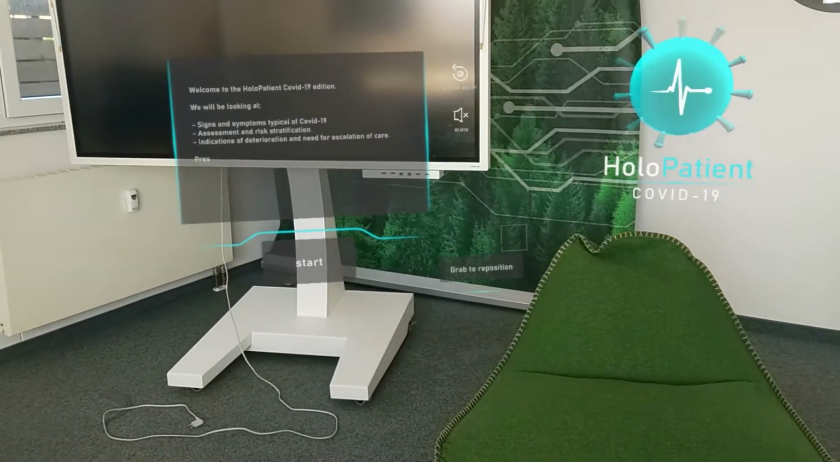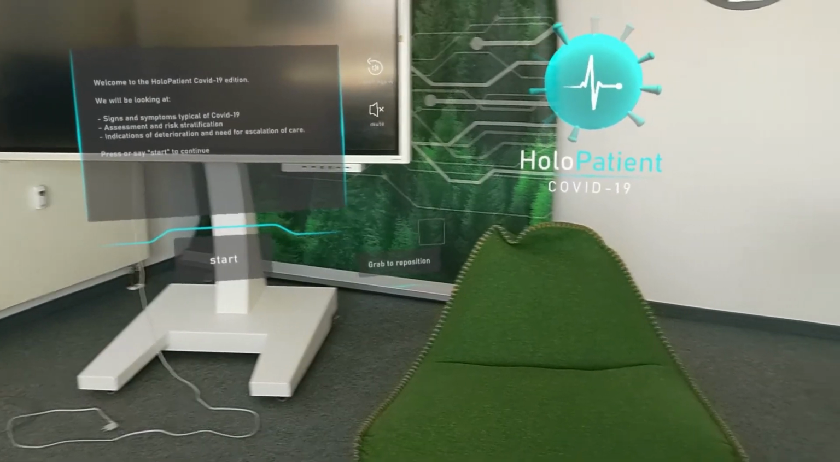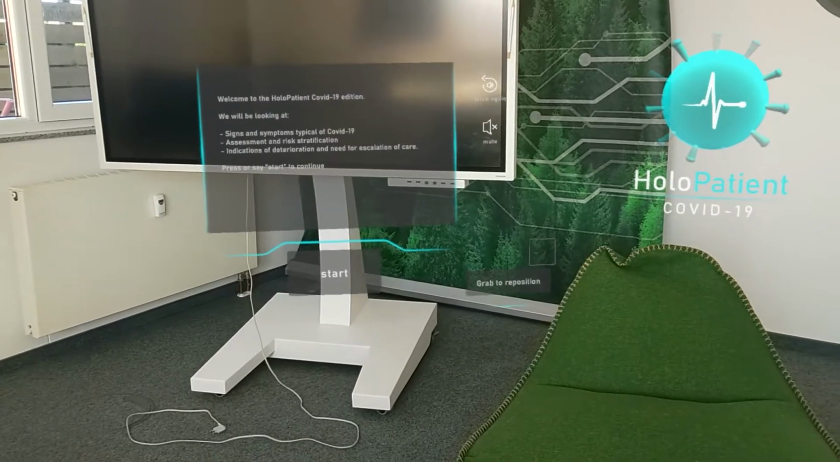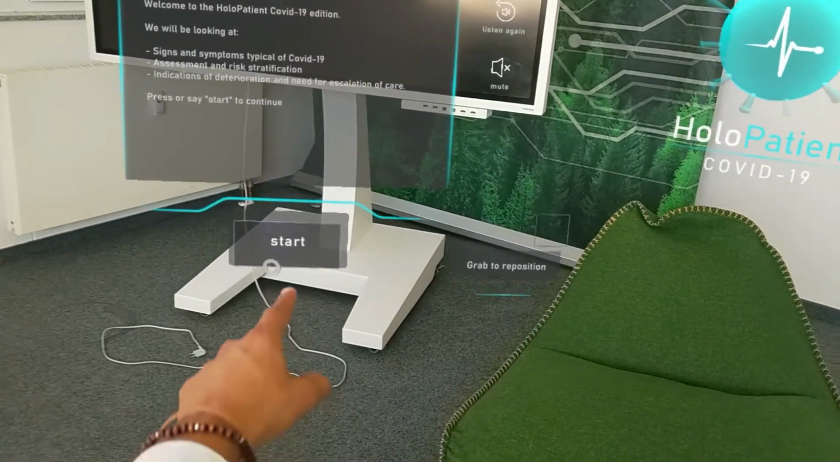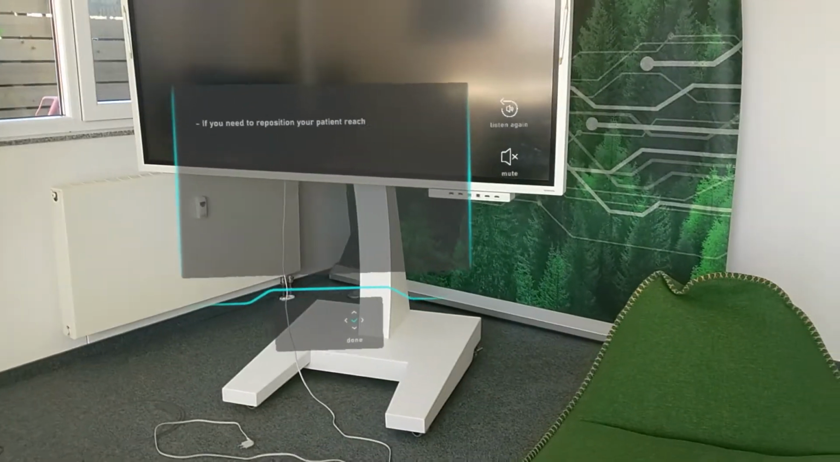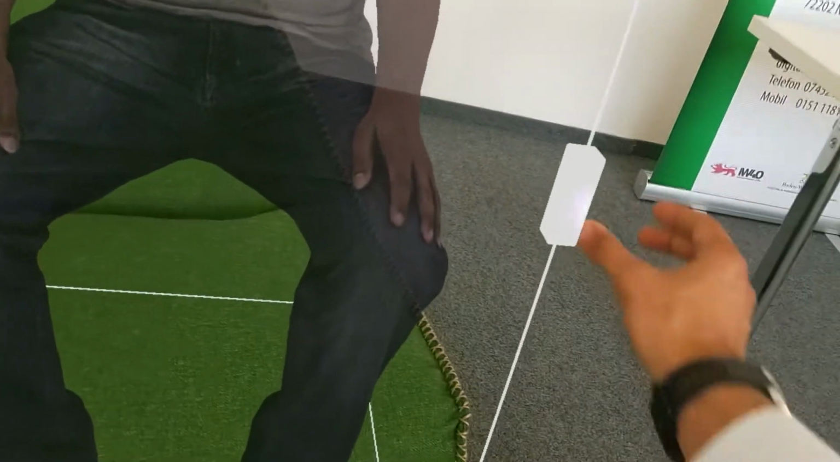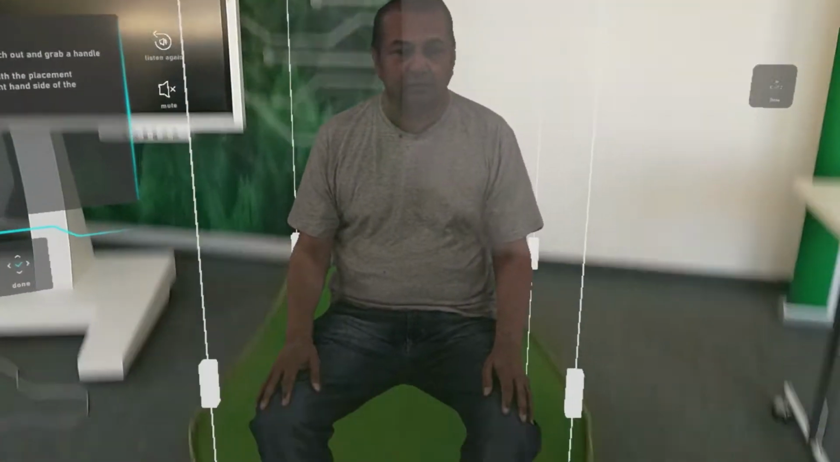HoloPatient is an app that brings standardized patients to you wherever you are. For this free version, we are looking at a COVID-19 patient in order to understand the signs. If you need to reposition your patient, reach out and grab a handle on the box. Remember to press Done when you're happy with the position of your patient.